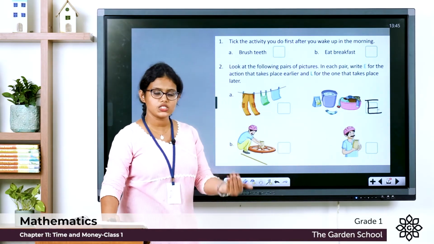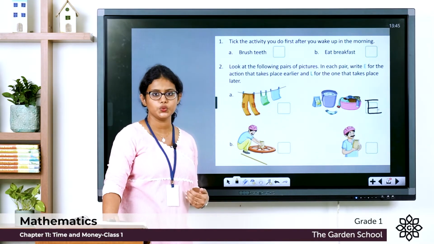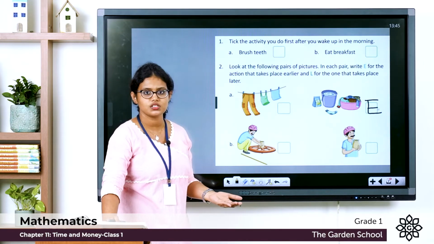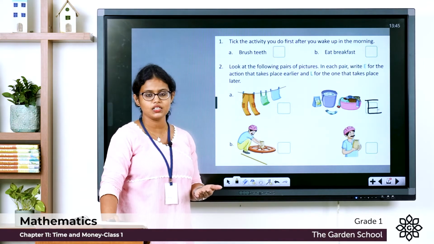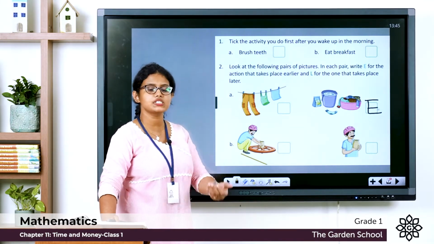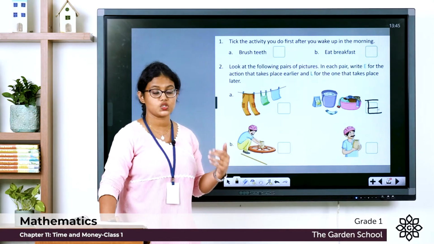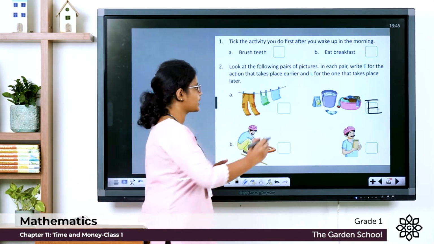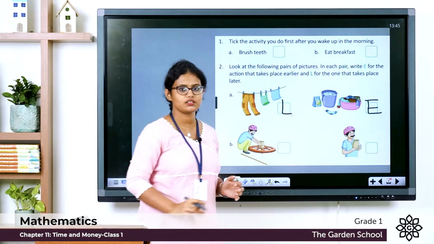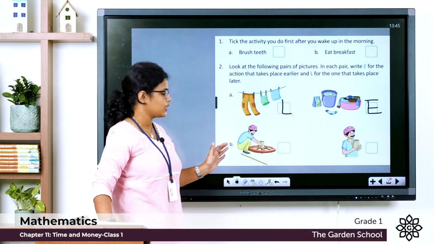Okay? Once you are done with the washing, what will you do? You will dry the clothes, right? You hang the clothes outside for drying. So that happens after washing. So that happens later. So we can write here later. Understood? So see the next one.